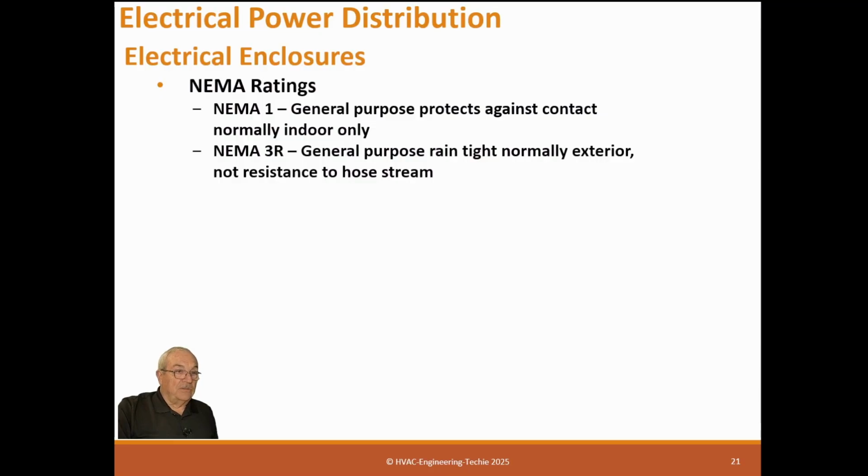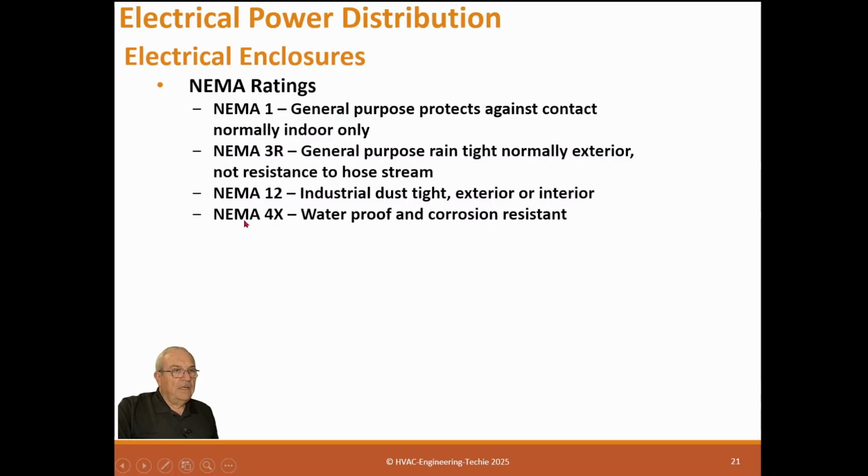Ask me how I know. Learned that by experience. NEMA 12 is industrial dust tight, exterior and interior. This is a truly sealed panel. It's normally an 18 gauge and normally heavy steel, designed for industrial use. It is dust tight. NEMA 4X is waterproof and corrosion resistant.